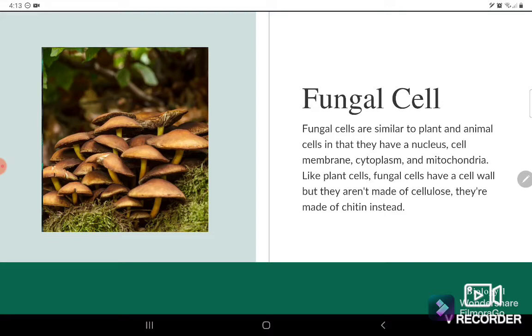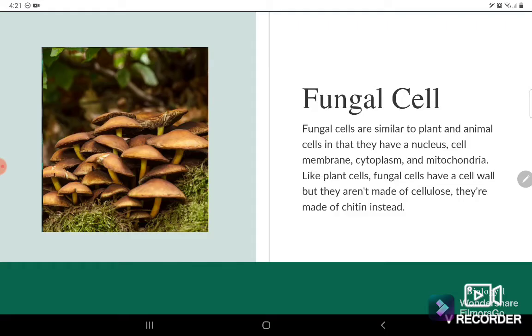An example of an organism that has fungal cells, or the fungi, and we have different kinds of fungi, is a mushroom. A mushroom is a multicellular organism that has fungal cells, which also have a lot of different cell organelles that are necessary for the existence and survival of this mushroom. Okay, so that is for the fungal cell.